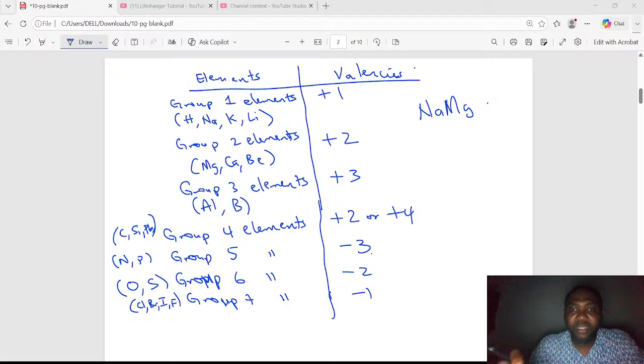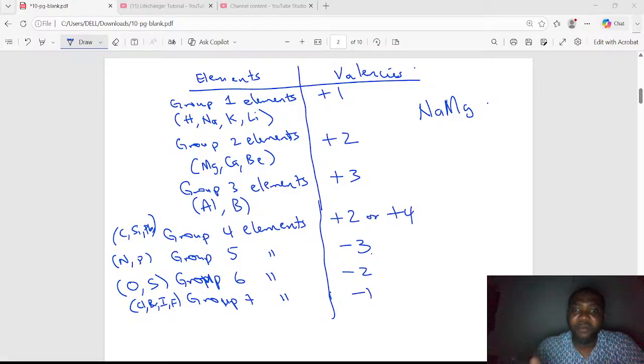So, like what I was saying before, you can't say the name of this compound is sodium magnesium. Somebody is supposed to knock you from the back, because sodium and magnesium cannot form a compound. Both of them are metals. Now please listen. A compound is usually formed between a metal and a non-metal, or between two non-metals. Please, that is the reason why.